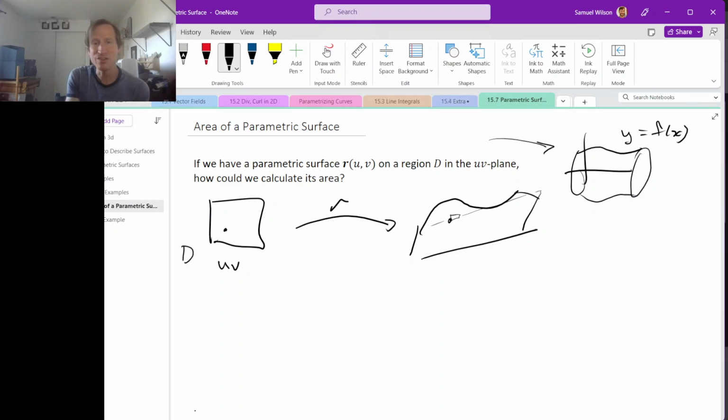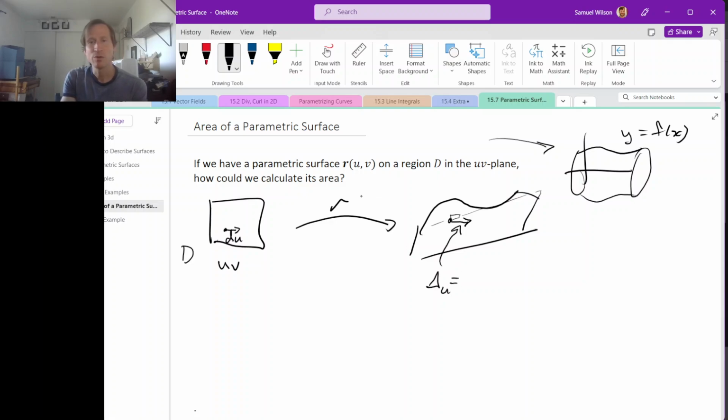Okay, well, we can actually use an idea very similar to what we did when we figured out how to change coordinates in a double or triple integral. We can change u a little bit by an amount du. That causes a corresponding change over on the surface. We might call this delta u. So what is delta u?